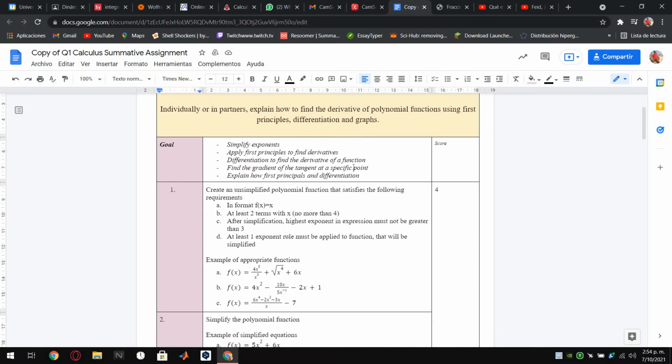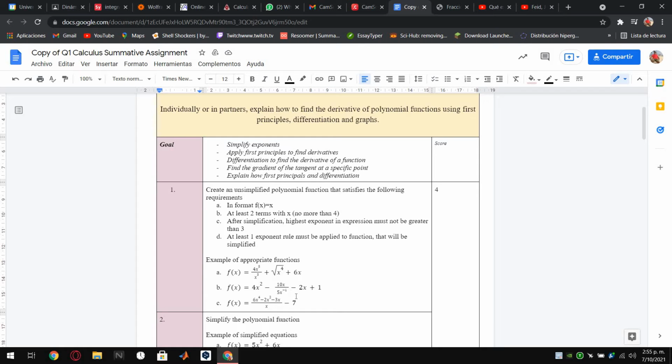Okay, so we're going to do this activity. In the first question, it says create an unsimplified polynomial function that satisfies the following requirements. In the format f of x equals x, it has to have at least two terms with x, no more than 4. After simplification, the highest exponent in the expression must not be greater than 3, and at least one exponent rule must be applied to the function that will be simplified.